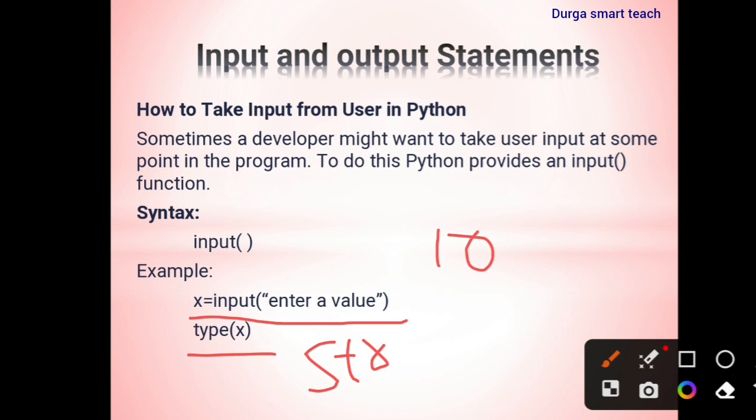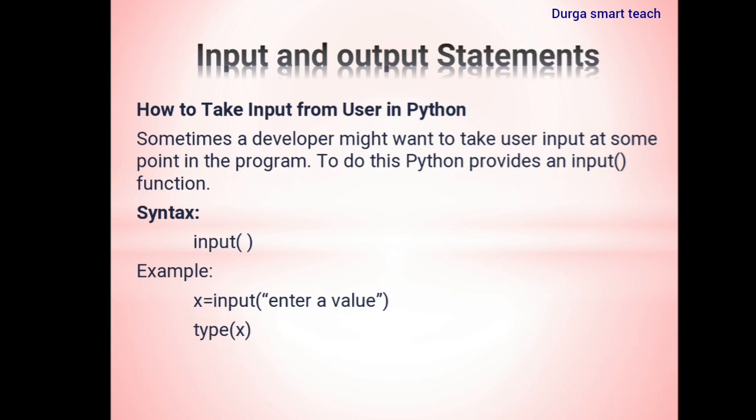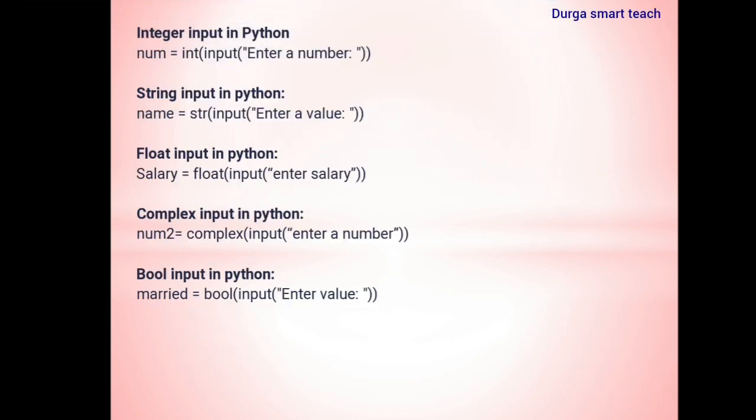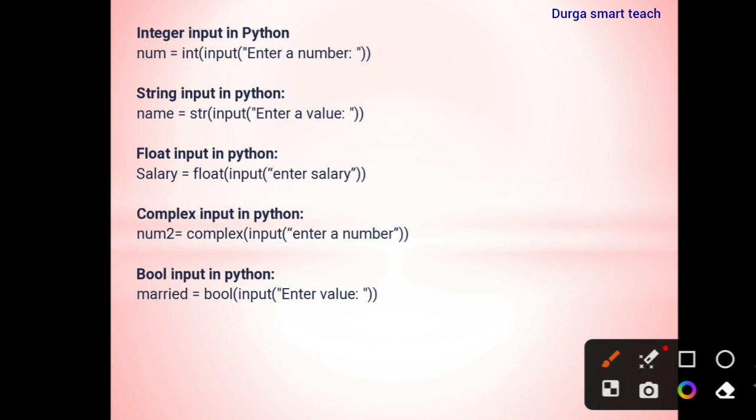Whether you enter boolean, integer, float, or complex, it will be treated as str, string, if you use the input function. If you want to represent data as integer, if you want to read only integer data, then you need to mention num is equal to int of input of "enter a number".